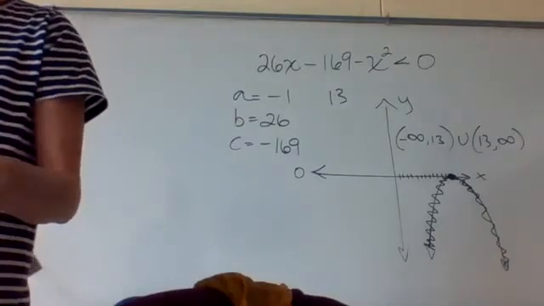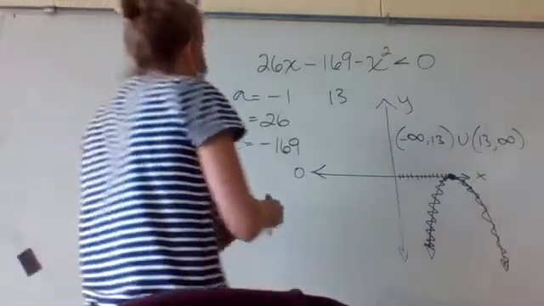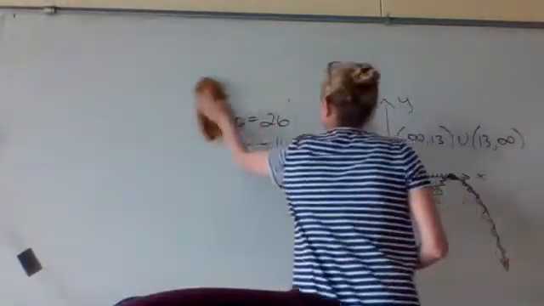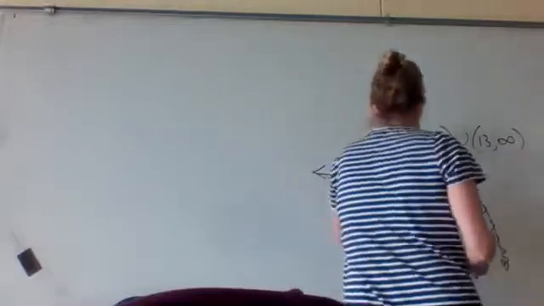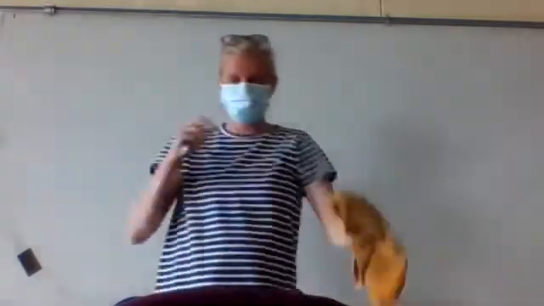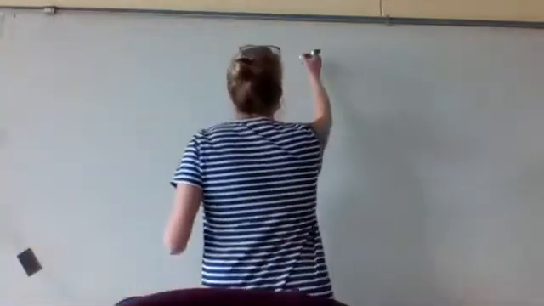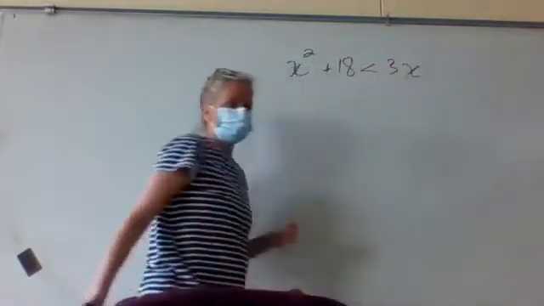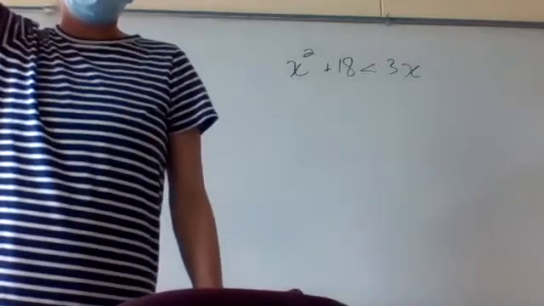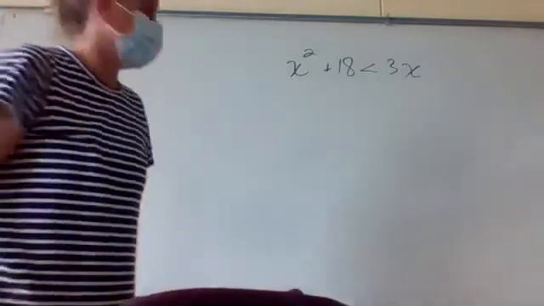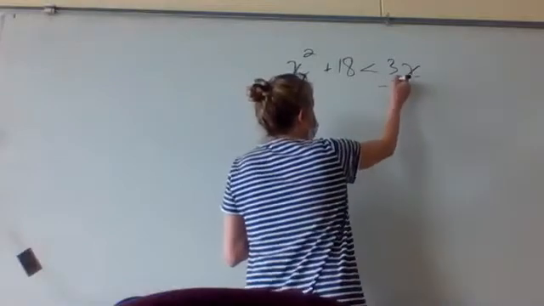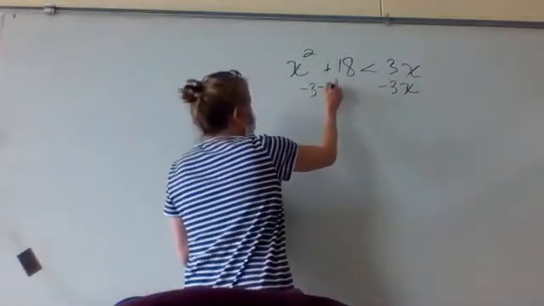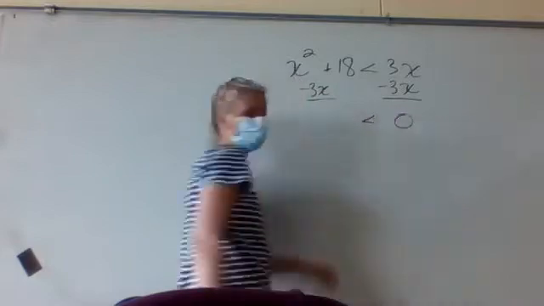Last one. X squared plus 18 is less than 3x. Solve it for x, or excuse me, get it set equal to 0 first. So subtract the 3x from both sides. So there's my less than 0.